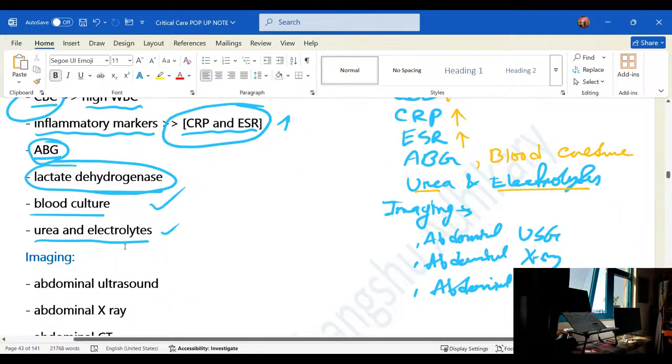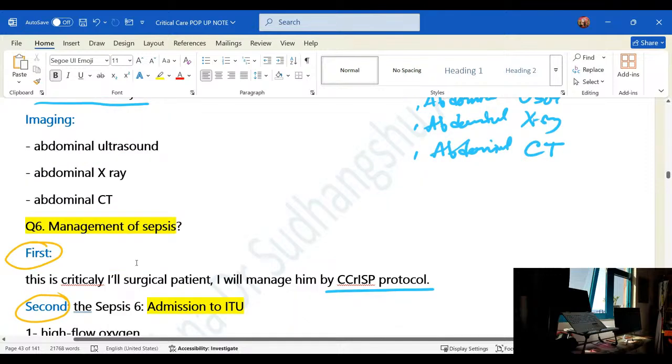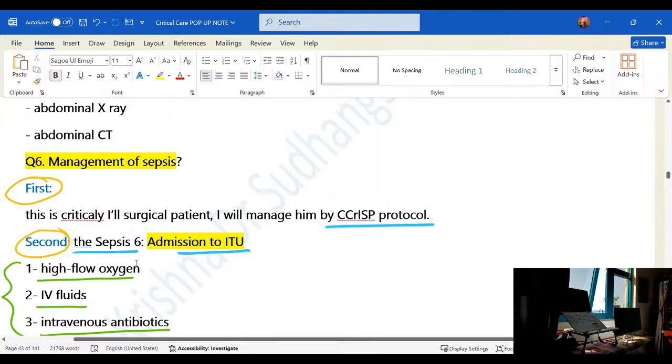Then we will do imaging. Just think practically. This patient came like this. What will we do in our ward? We will do CBC, CRP, urea, electrolytes, creatinine, serum blood glucose level, lactate, blood culture and urine culture, and then abdominal ultrasound because we need to know what is happening, abdominal X-ray, abdominal CT, and then according to the diagnosis we will proceed for the management.